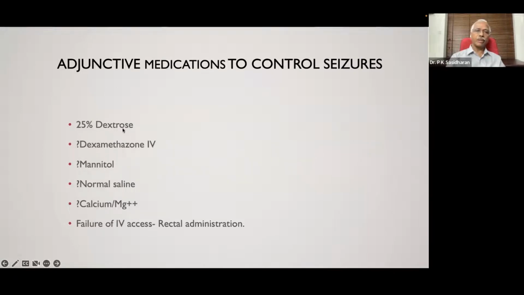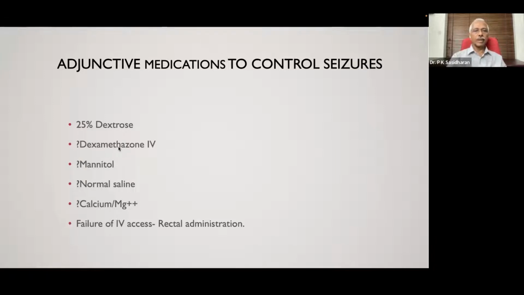Along with that, if the patient is brought in seizures, giving 25% dextrose is an important measure, because very often hypoglycemia is a precipitating factor. If you're sure it is not hypoglycemia, then only can you avoid it. Otherwise, giving 25% dextrose is very good in a patient brought in seizures. But if you're sure it is a hyperglycemic state, don't give it.